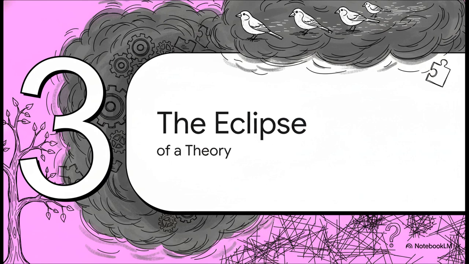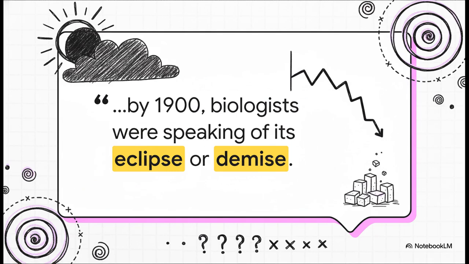And all that controversy led to this really dramatic period in the history of science. It was a time when Darwin's main idea, natural selection, was almost thrown out completely. It's honestly hard for us to imagine now, but it's true. The science historian Peter J. Bowler points out that by the start of the 1900s, many biologists were so skeptical that they were openly talking about the eclipse or demise of natural selection. They thought it was a dead end.